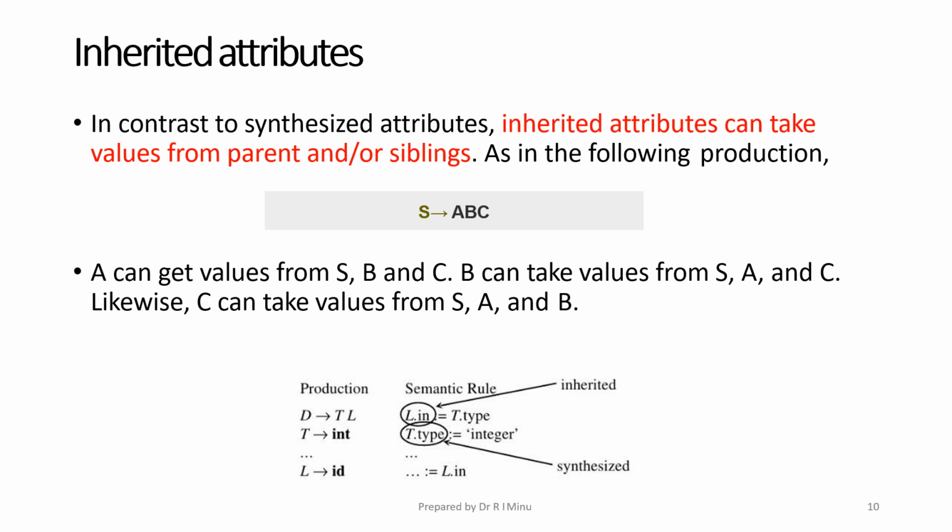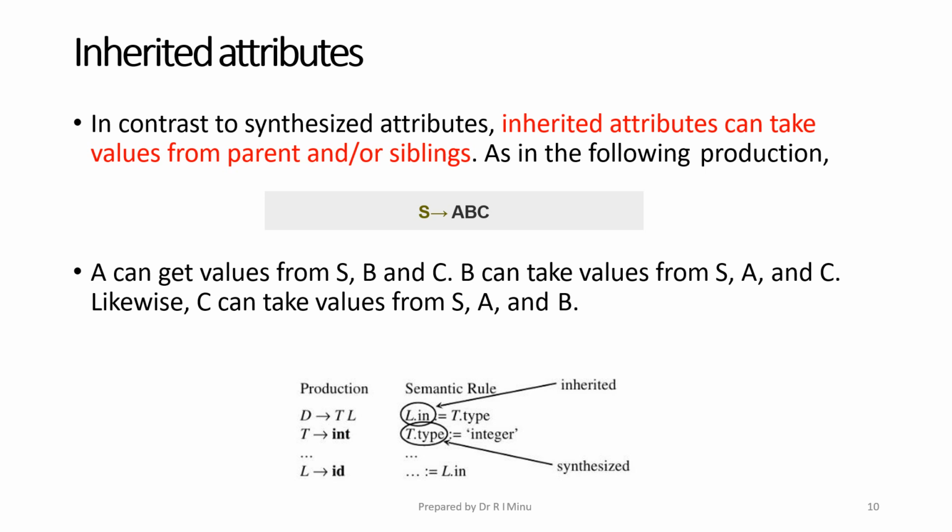S tends to A, B, C. Take this production, S tends to A, B, C. So here, what is that? The value of C may take its value from A, B as well as S, which means A and B are siblings of C, and S is its parent. So how are we evaluating the value of C? From its parent as well as the siblings.